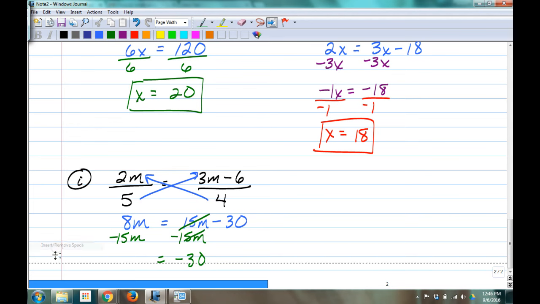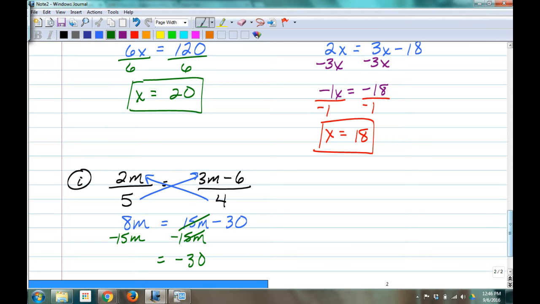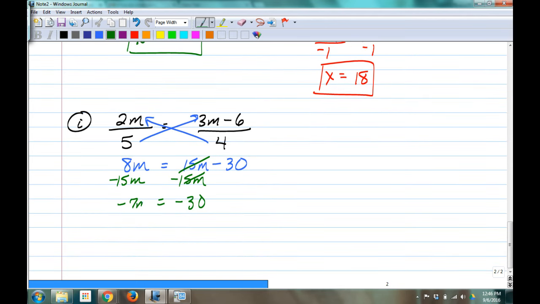Negative 7m on the left side. Divide by negative 7. And what do we get as an answer? Positive or negative? Negative divided by negative does make it turn to a positive. Good job.